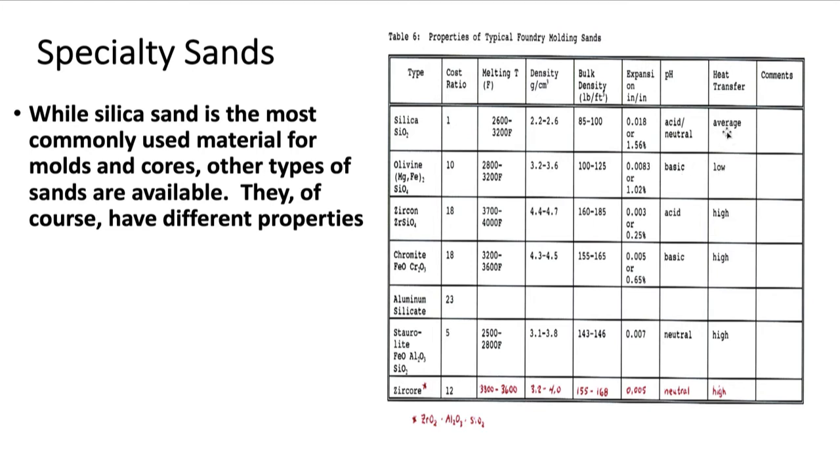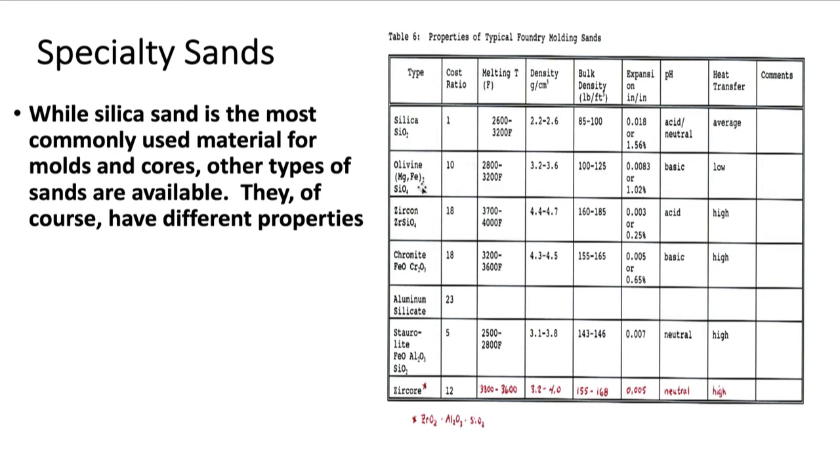Heat transfer is kind of intermediate. So silica sand transfers heat, not super fast, but not super slow either. Olivine has low heat transfer. And if you look at this, silica is the cheapest type of sand. All these other ones, it tells you how many times more expensive it is than the silica sand. So olivine is 10 times the cost. Hence, most people, even though it has this problem with the expansion defects, still use silica because it's really cheap.